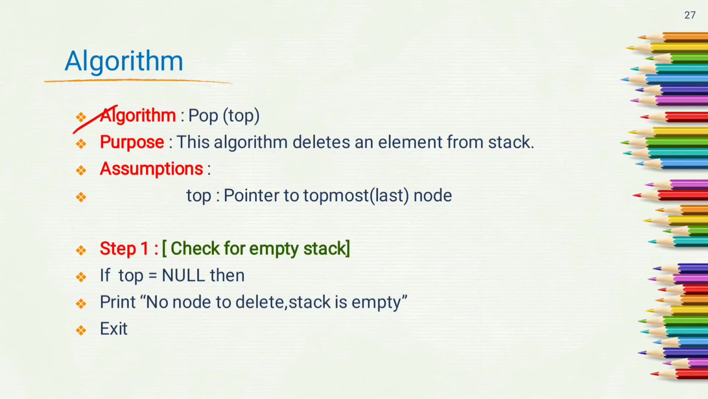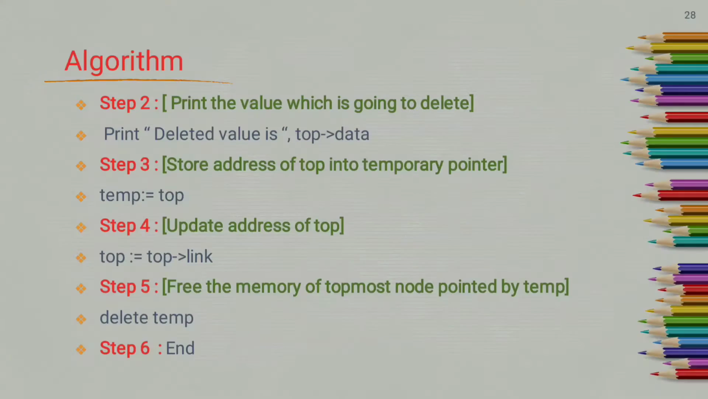First we have to write algorithm, the name of algorithm is pop. Only one parameter is required, that means top, and purpose of this algorithm is it deletes an element from stack. Assumption is top, that means pointer to topmost or last node. First we have to check for empty stack. If top equals to null, then we have to print no node to delete, and that means stack is empty and exit from the algorithm.